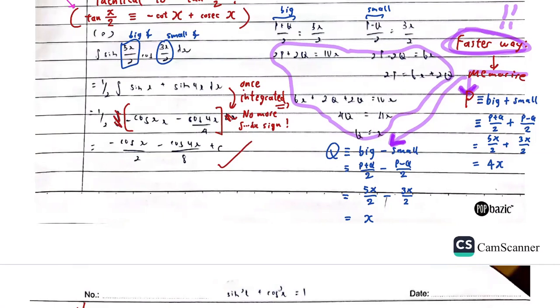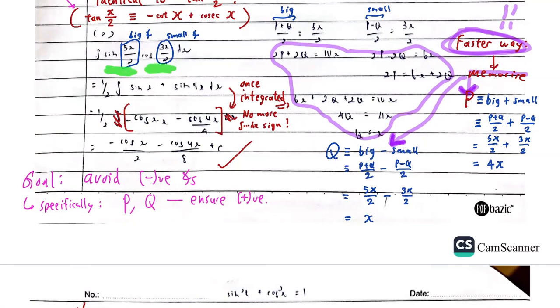So the goal here is we want to avoid negatives as much as we can. Specifically, we try to make sure P and Q are positive. How can we do that? It means that we need to start from our product and work backwards into our sum, right? We need to make sure that this P and this Q are positive, and you managed to do that.